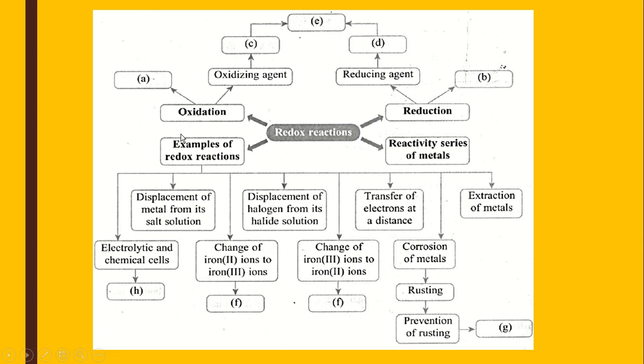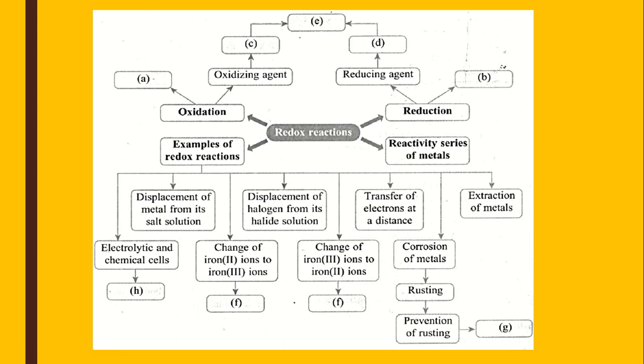Basically we have 4 or 5 reactions. The first one is the displacement of metal from its salt solution, which you already learned in chapter 4. The second one is the displacement of halogen from its halide solution, which you also learned in chapter 4 during Form 4. Then the transfer of electron at a distance. This is the new one. Change of iron 2 to iron 3 and the change of iron 3 to iron 2. Basically these 5 types of redox reaction are very important in this chapter.